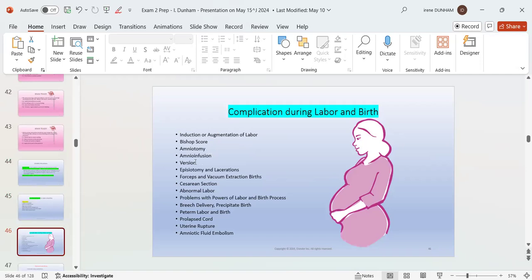Okay, amnioinfusion. We talked about that. Putting fluid back into the uterus. Version, where they go from a breech position up to they'll turn the baby to cephalic. Okay. Episiotomy and lacerations. Let's see, forceps, vacuum extractor. Forceps and vacuum extractor.